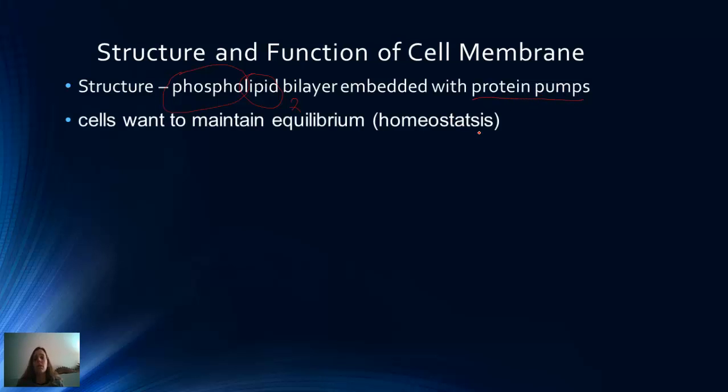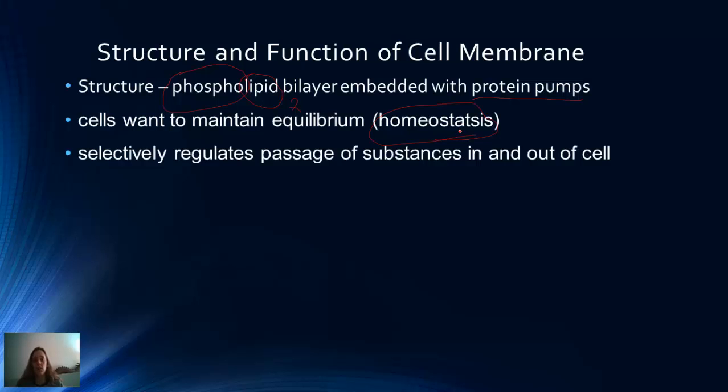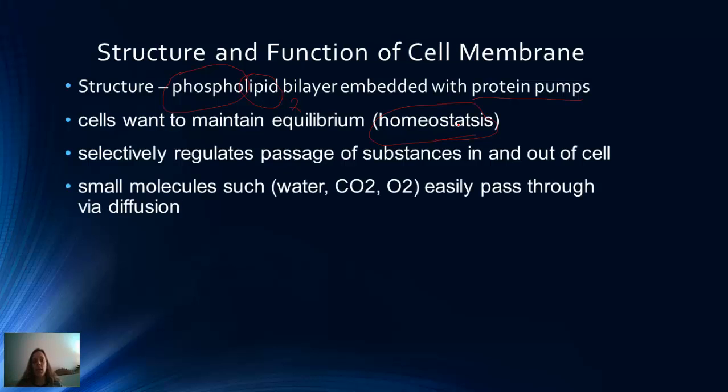The cell wants to maintain equilibrium. Remember we talked about homeostasis. It wants to maintain a constant internal environment. So in order to do that, it is selectively regulating the passage of substances in and out of the cell. And it does this through a few different methods.